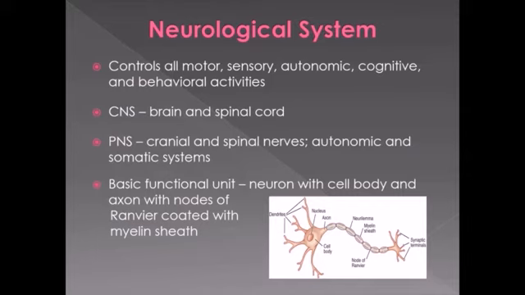And we have the CNS, or central nervous system, which is comprised of the brain and the spinal cord, and the peripheral nervous system, which is the cranial and spinal nerves, the autonomic and somatic systems. All of this then breaks down into the basic functional unit, the neuron. And each neuron has a cell body and an axon with the nodes of Ranvier that are coated with a myelin sheath. It's really important that you understand this because as we move further in this unit, we're going to be talking about disease processes that affect different parts of the neuron and that affect neurotransmitters.